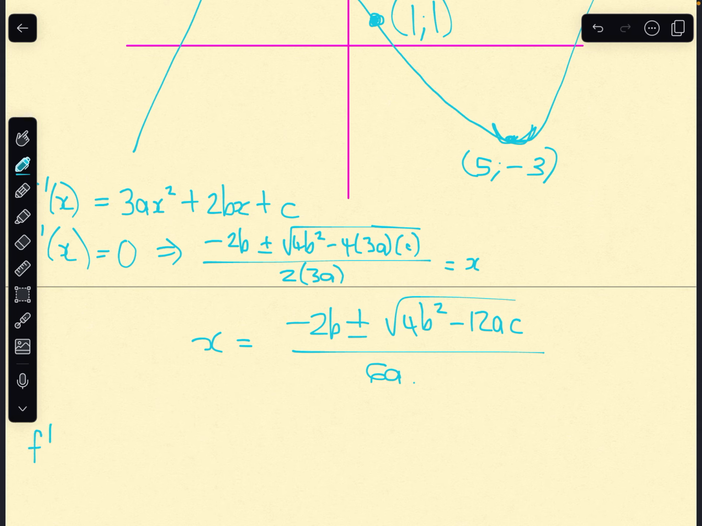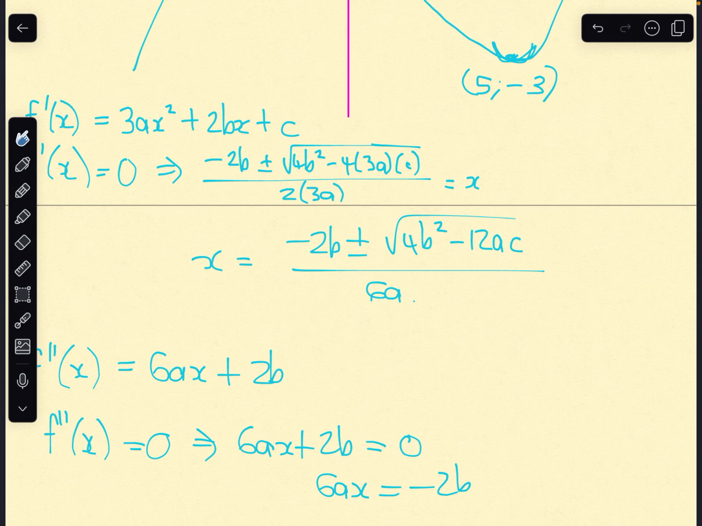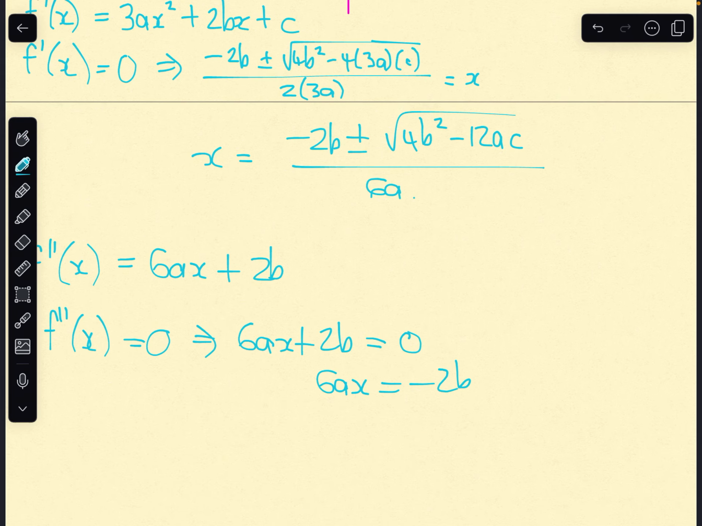Point of inflection, we'll need to find f double prime. So that will be 6ax plus 2b. And the point of inflection will occur when f double prime is equal to 0. So that is 6ax plus 2b equals 0. And then 6ax is equal to minus 2b, and x would be minus 2b over 6a, which is minus b over 3a.